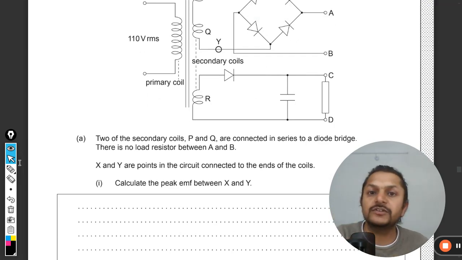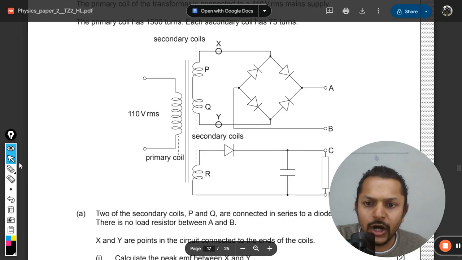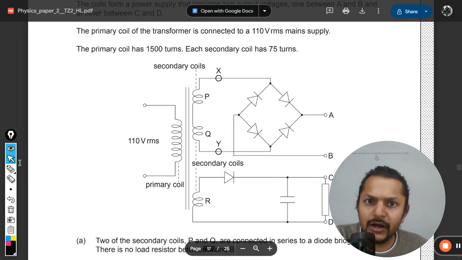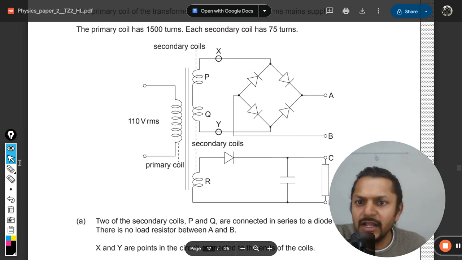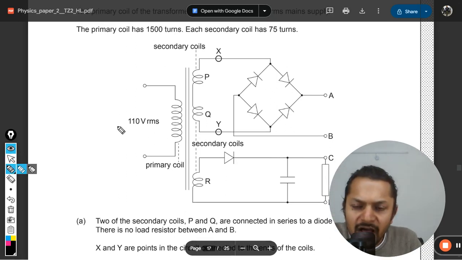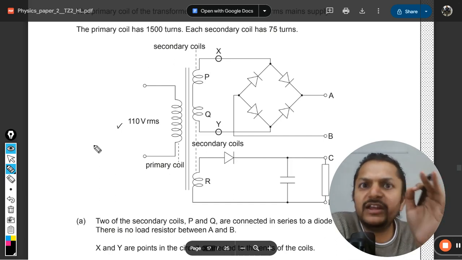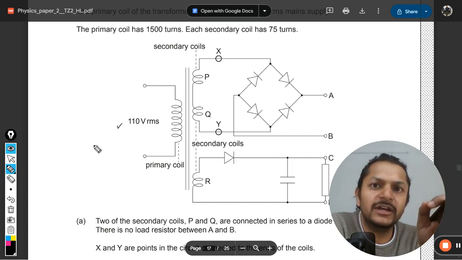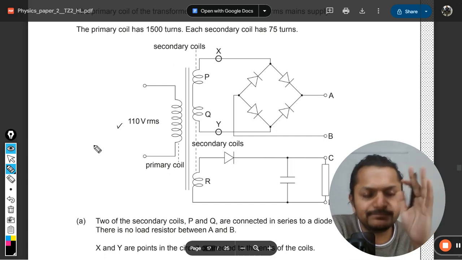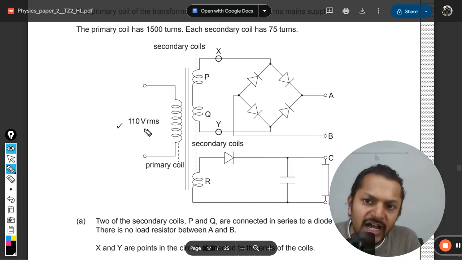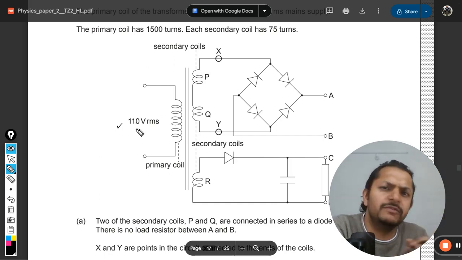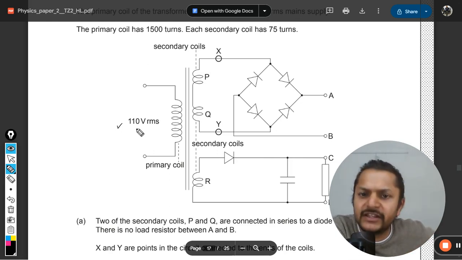RMS is given. We are supposed to find the peak value. So the RMS value, the input value, is given as 110. Be very careful, the RMS value is given, but they're asking you the peak value. So this is the RMS value, which is kind of an average value, so we will work around with that. Later we will find the peak.